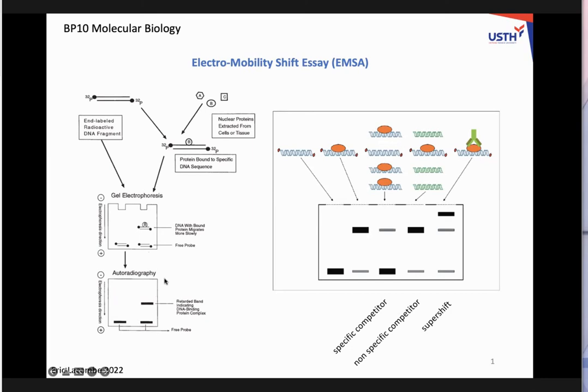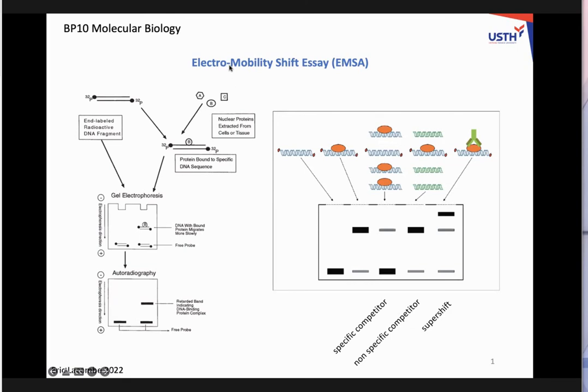So what we see in the autoradiography: if in the mix of protein there is a protein that is able to interact with the DNA, the global molecular weight of this complex will be higher than that of the probe, so the migration will be shorter, and we have a shift in the mobility of the free probe.